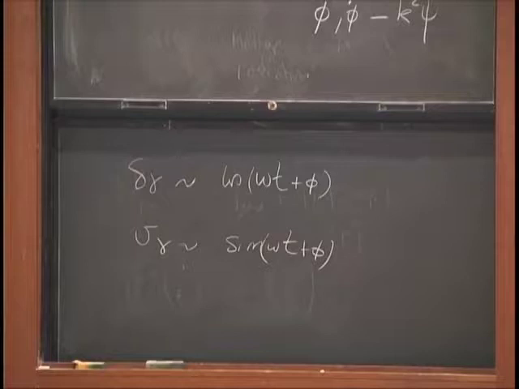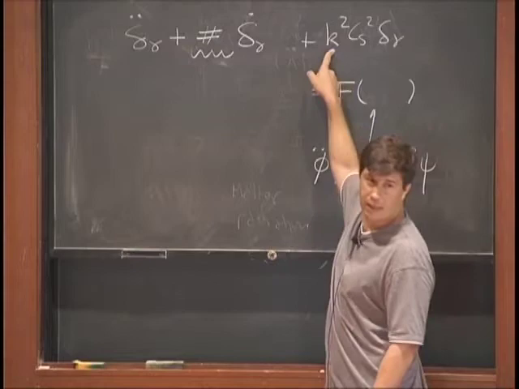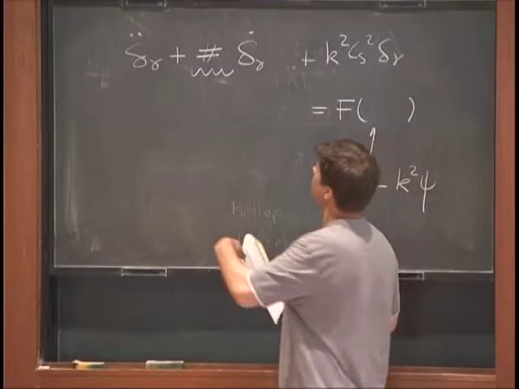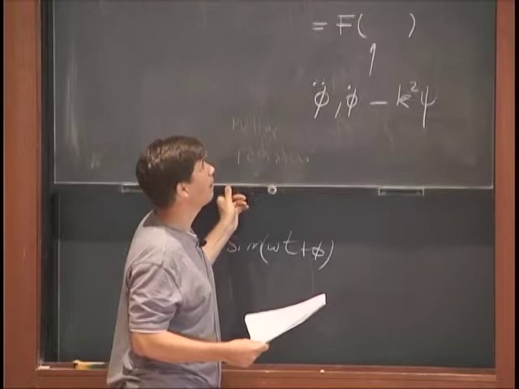Of course, I could choose both. Here I've chosen conformal time, because for this k I didn't put an a. Inside the horizon, this needs to be the physical k. Because I don't have the a there, these dots are really conformal time. Any other question?